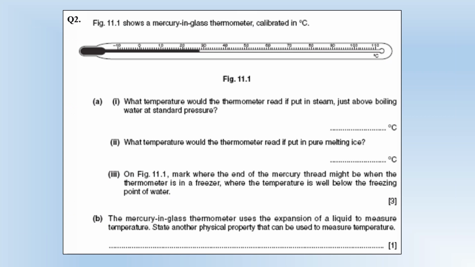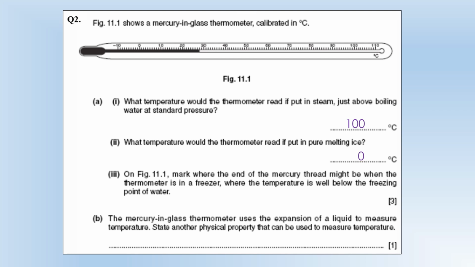Okay, so the diagram shows a mercury in-glass thermometer calibrated in degrees Celsius. What temperature would the thermometer read if it's put in steam just above boiling water at standard pressure? Well, the temperature at which water turns into steam is 100 degrees. What temperature would the thermometer read if it's put in pure melting ice?